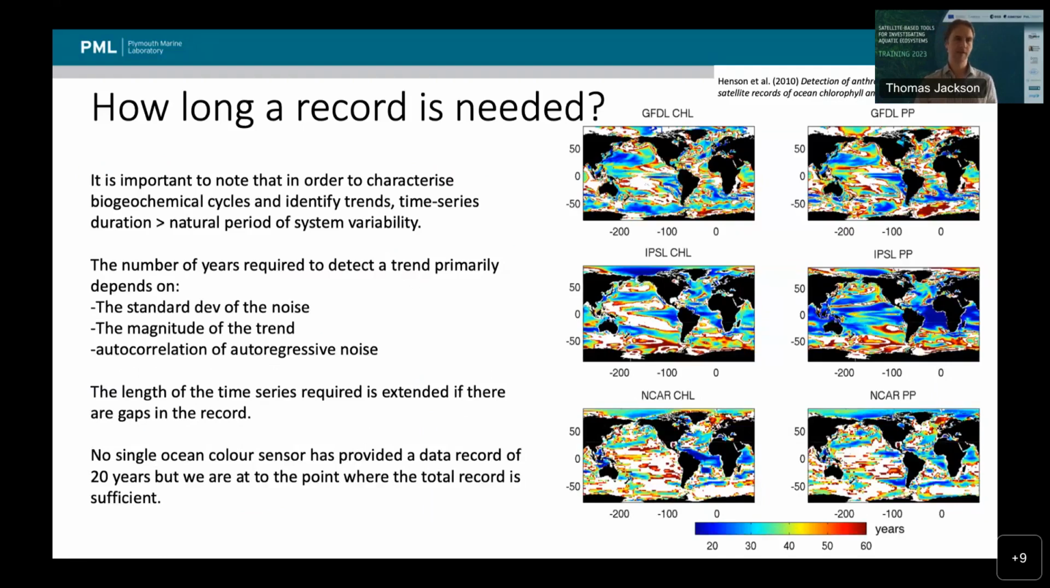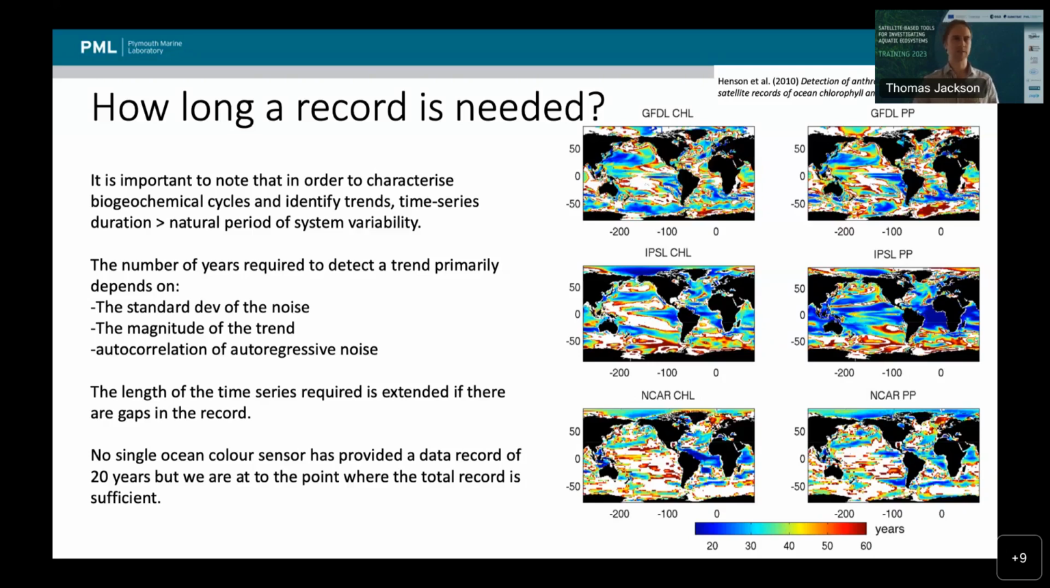Now, fundamentally, you can think that it's obvious that if you have oscillations on the period of a year, you definitely need more than a year's worth of data to be able to detect any significant change. If you have oscillations on a period of 10 years or 8 years, like the El Nino cycle, you need a time series longer than that to be able to detect longer term shifts beyond that natural variability. So fundamentally, for any time series analysis, the duration has to be longer than the natural period of system variability. If we dig into a bit more detail, there are properties that really determine that length of time series required. So there's the standard deviation of the noise.